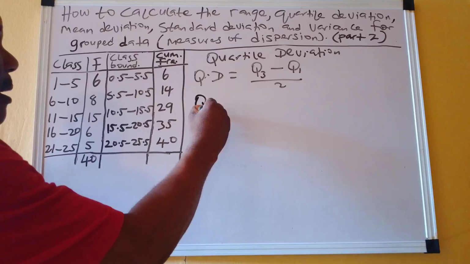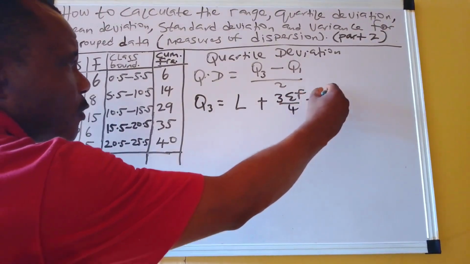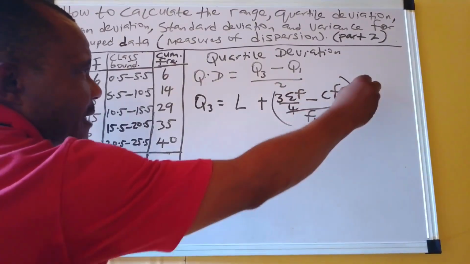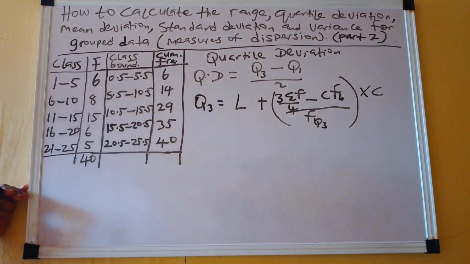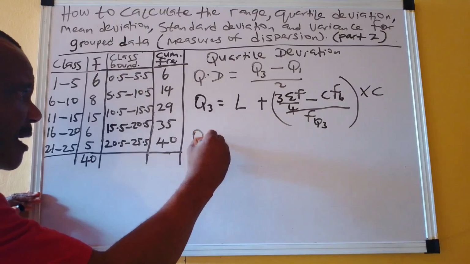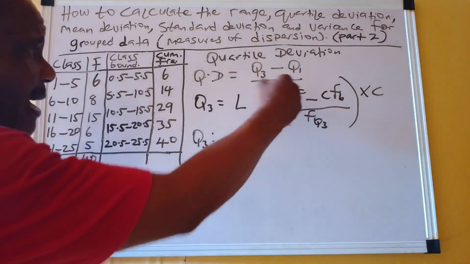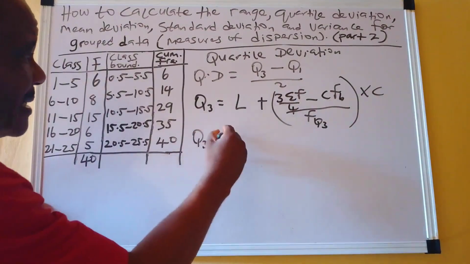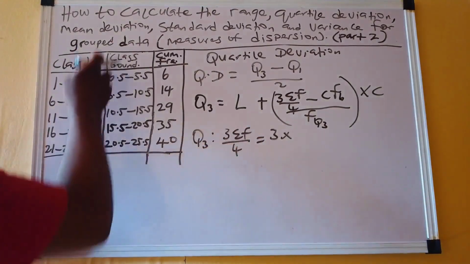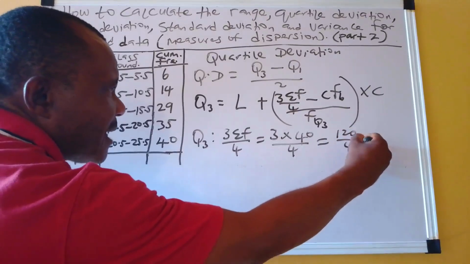So our Q3 is given by this formula: L plus 3 summation F over 4 minus the cumulative frequency before that class, all over the frequency of the third quartile class, times C. C here is our class size or class width. Now, the first thing we need to do is to know the class where the third quartile falls. Remember in our video on quartiles, this is our class determinant: 3 summation F over 4, equal to 3 times 40, which is 120, over 4, and that is 30.